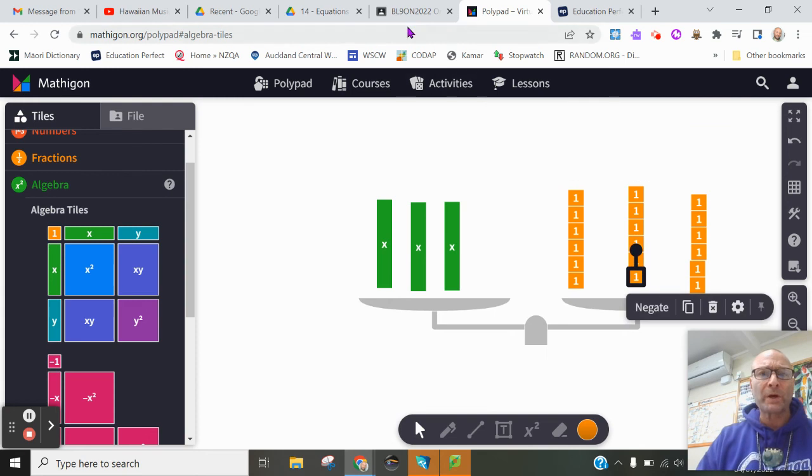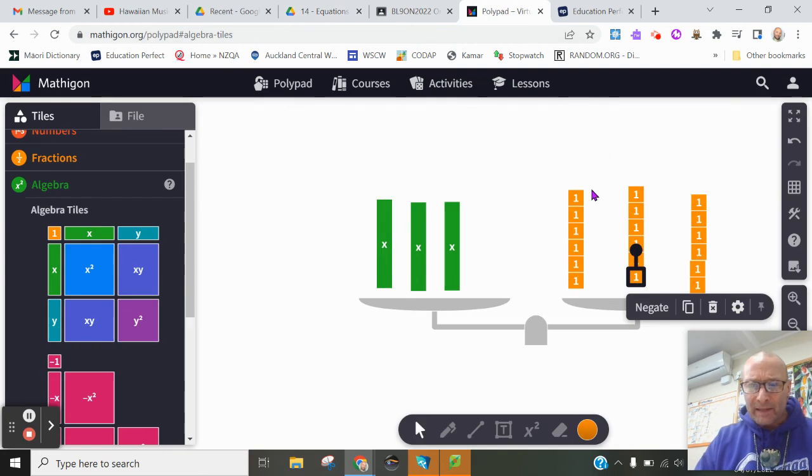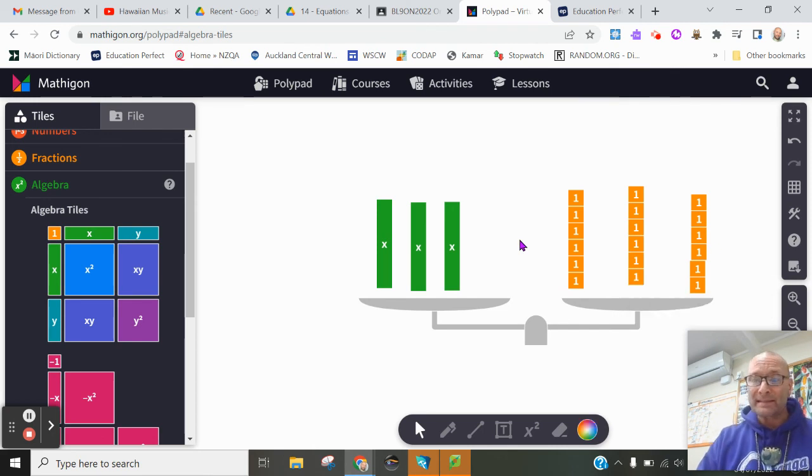The original question was 3x is 18, and I have tahi, rua, toru, wha, rima, ono. Okay, good. So I've got this organized now in 3x is 18, and what I can now see is tahi, rua, toru, tahi, rua, toru. So each one of these x's is going to be equal to 3. That's how we can use these balance scales to solve equations.